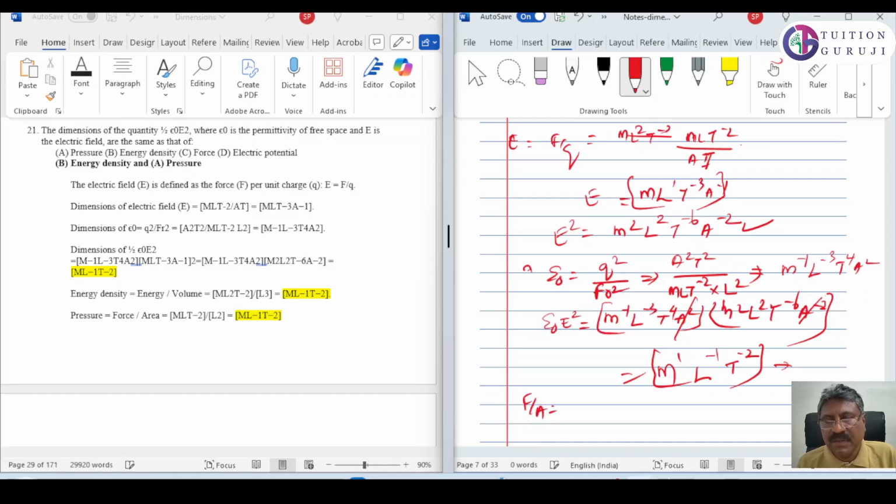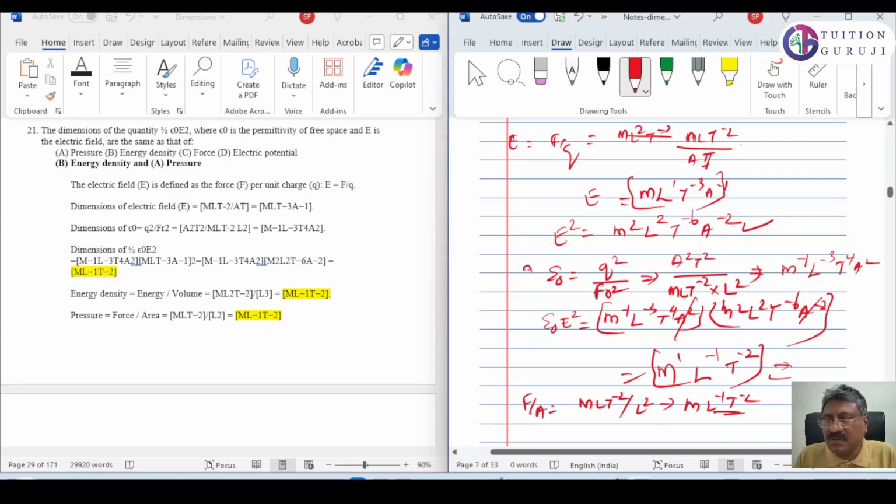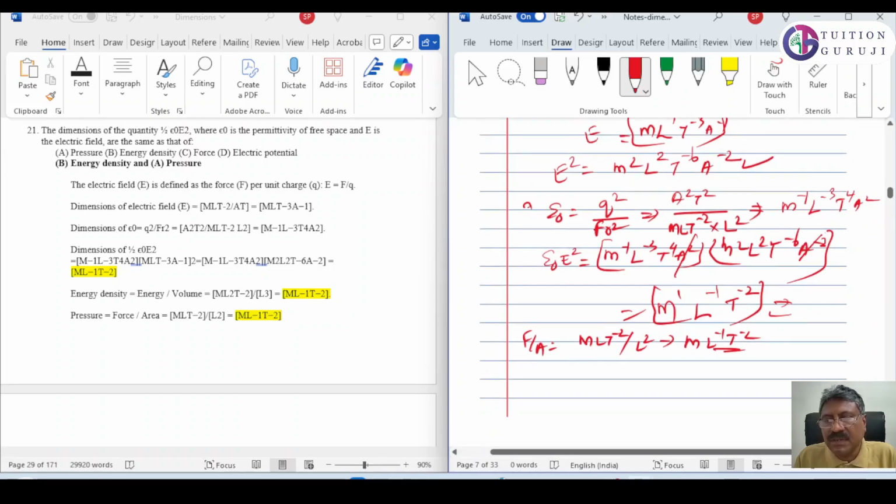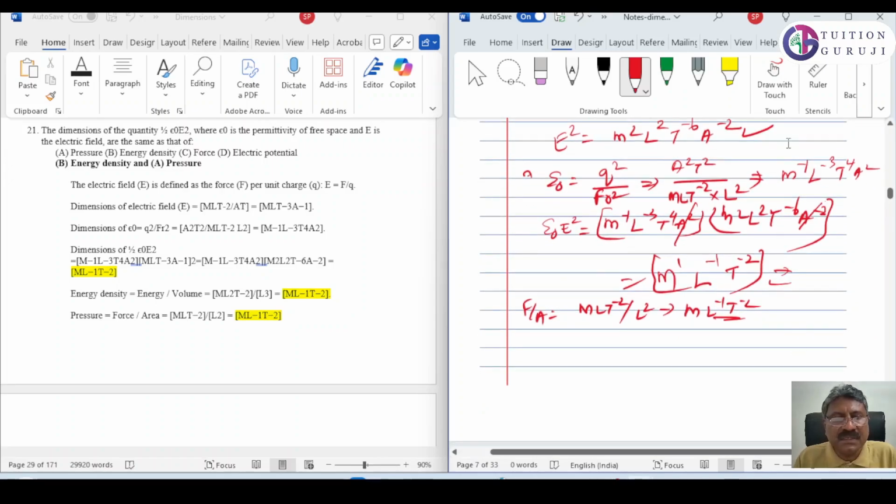Pressure is equal to F by A. F by A is equal to m L t raised to minus 2 by L square, which will give m L raised to minus 1 t raised to minus 2. Pressure is giving the same dimension. Okay, so pressure is one of the physical quantities which give the same dimension as half epsilon 0 E square. Second thing, let us see energy density. What is energy density? Energy density is energy by volume.